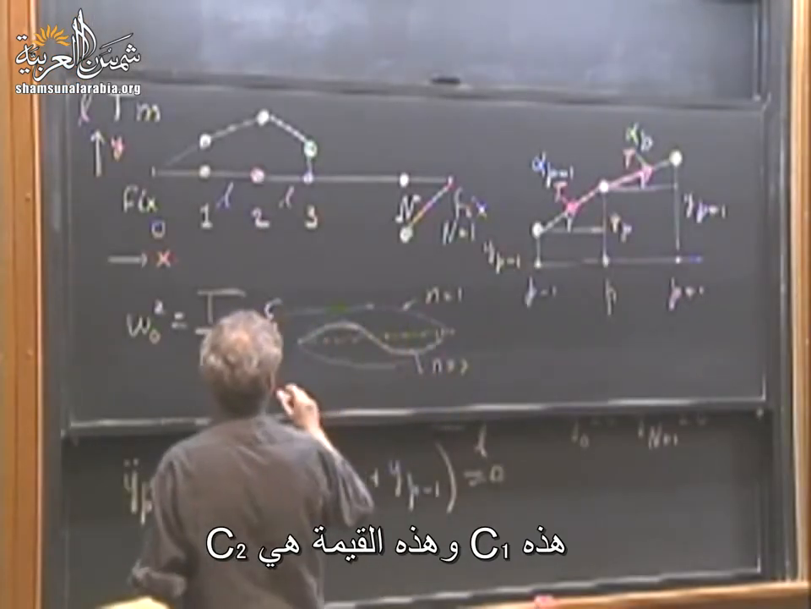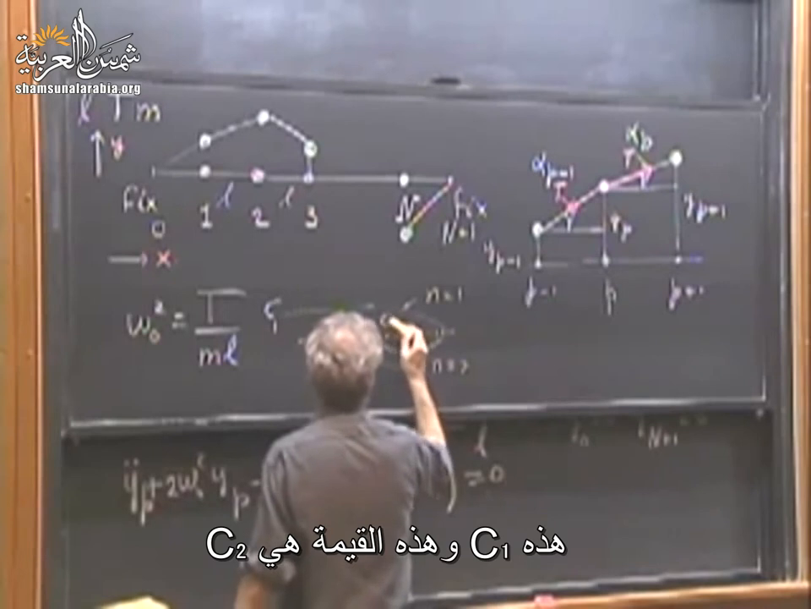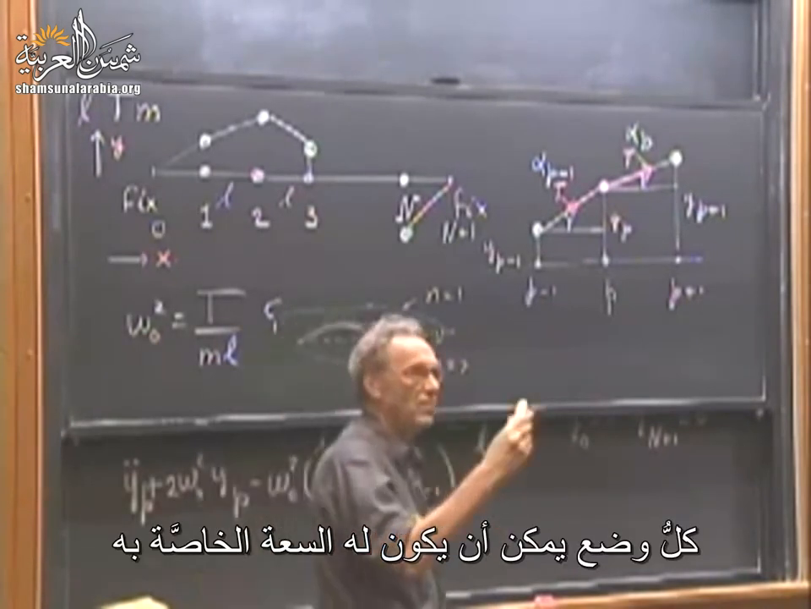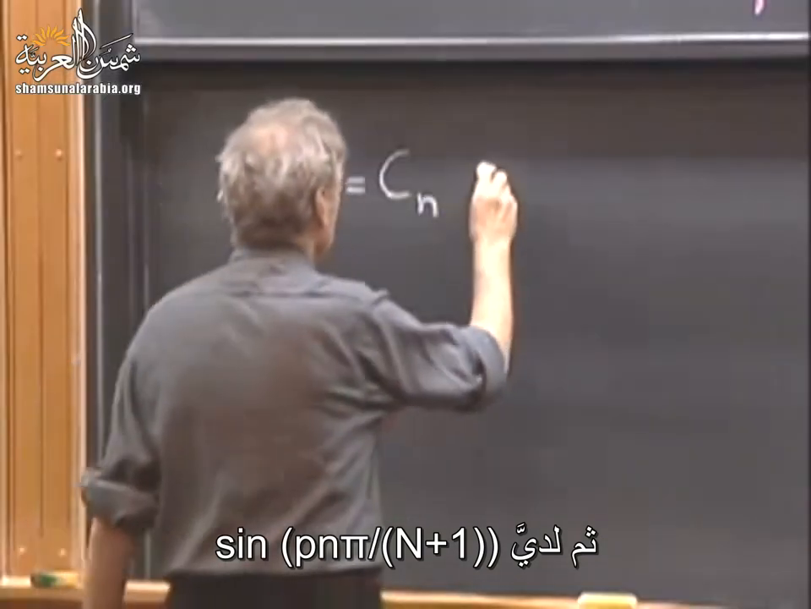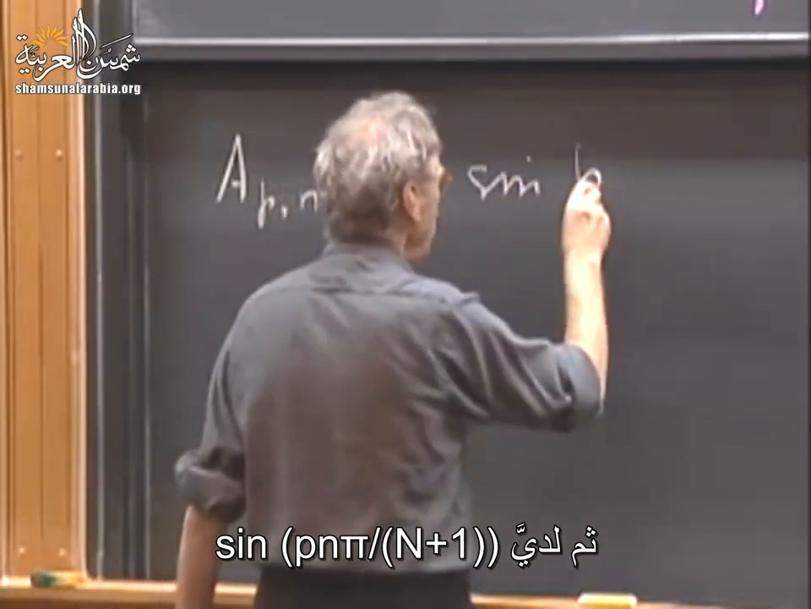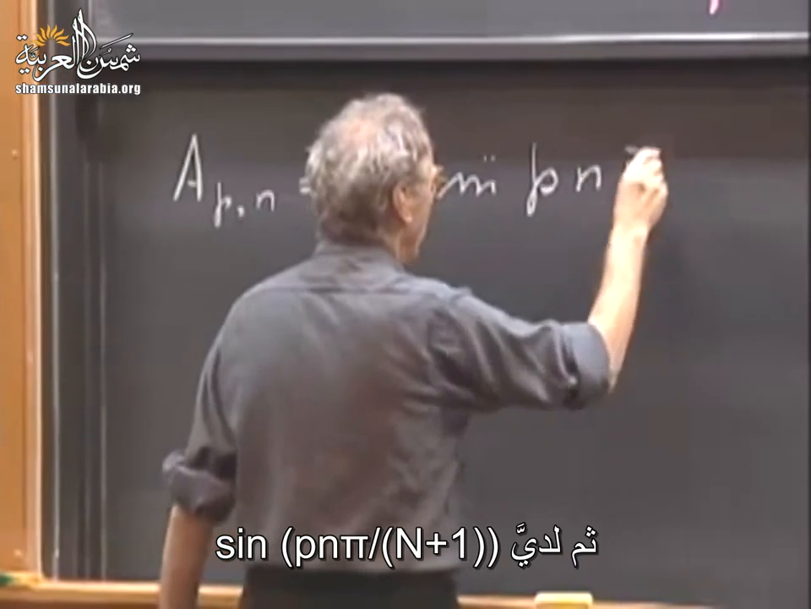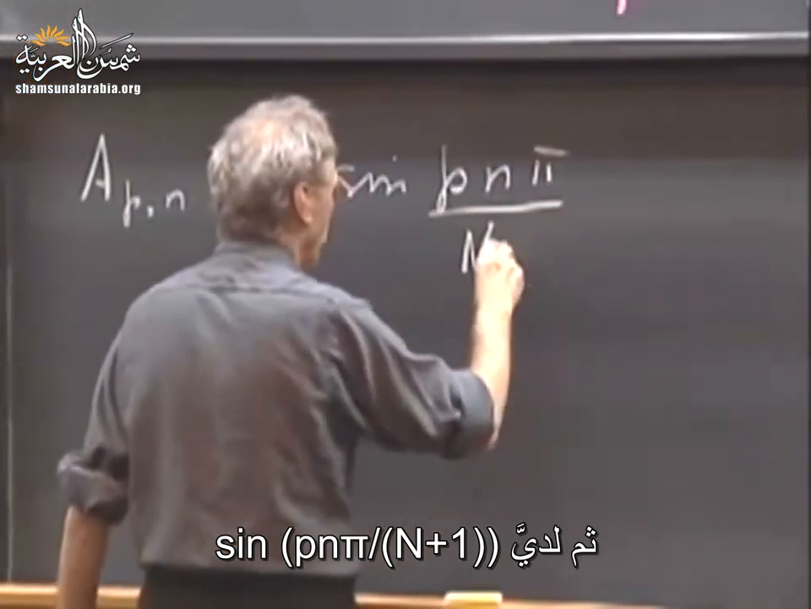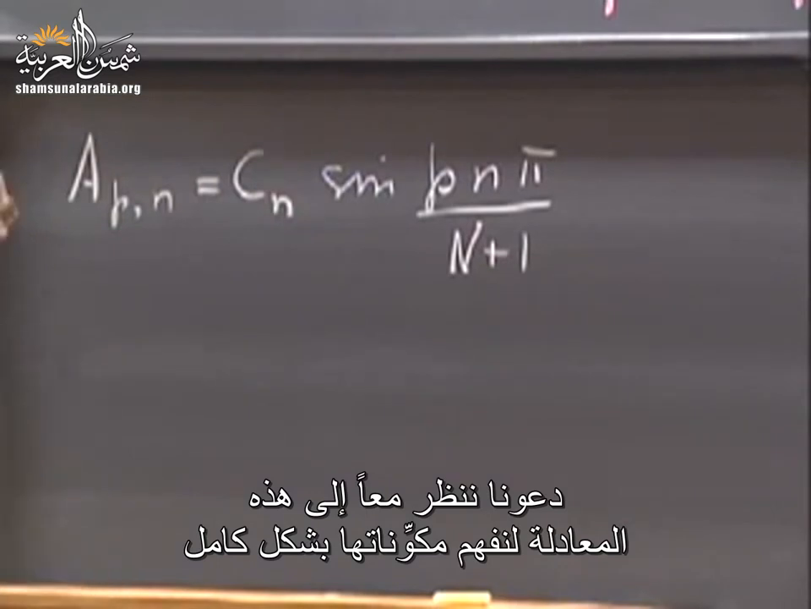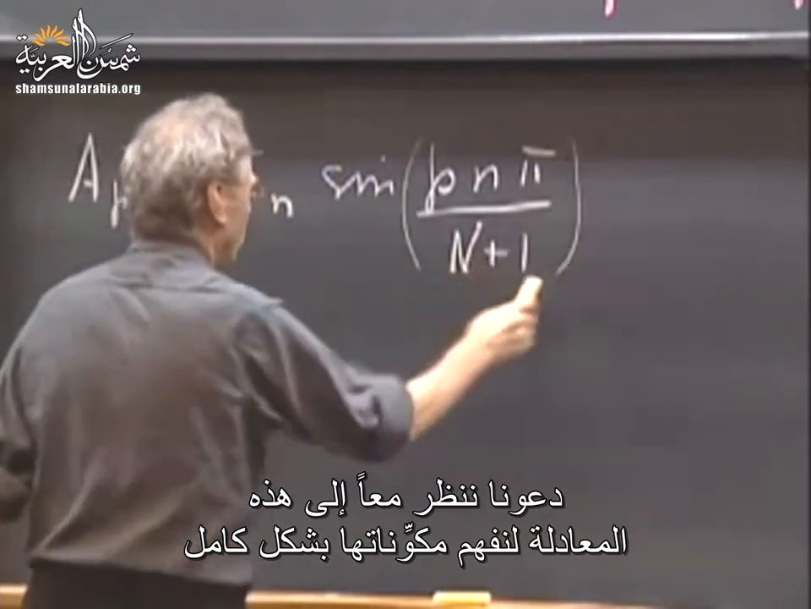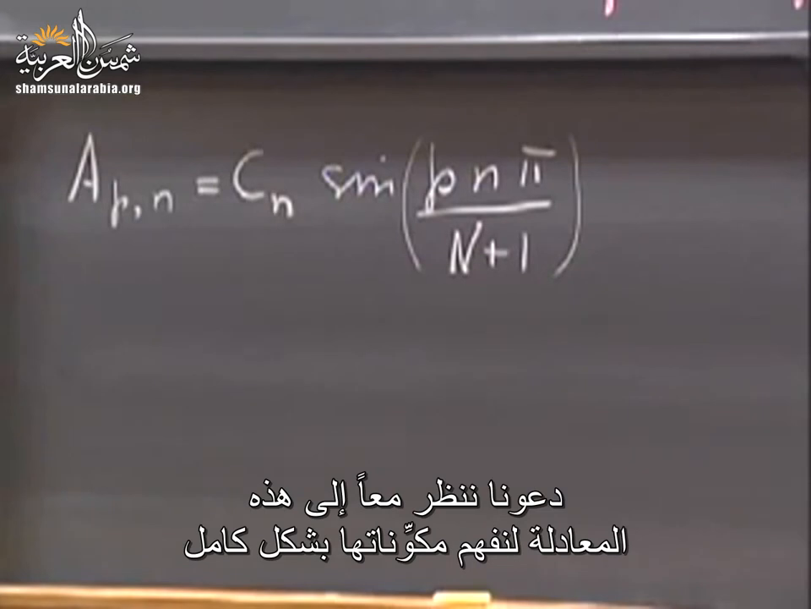So this is C1. And this value is going to be C2. Each one can have its own amplitude. And then I get the sine of p n pi over N plus 1. So let's look together at this equation so that we have a full understanding of what we are trying to put in there.